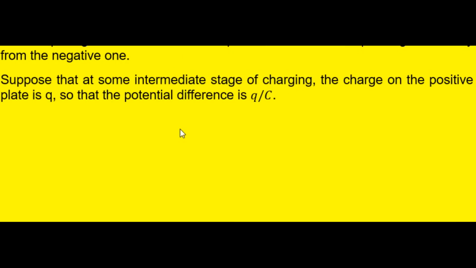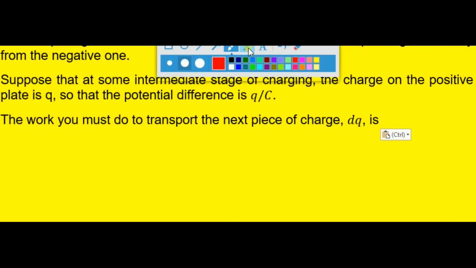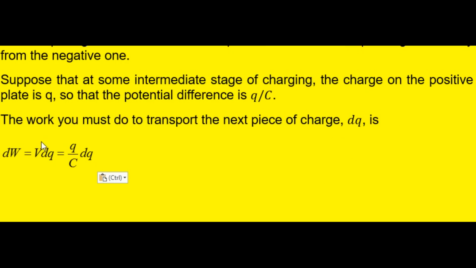The work you must do to transport the next piece of charge dq is dW is equal to V dq, which will be equal to Q upon C into dq. This is the work done in this process.